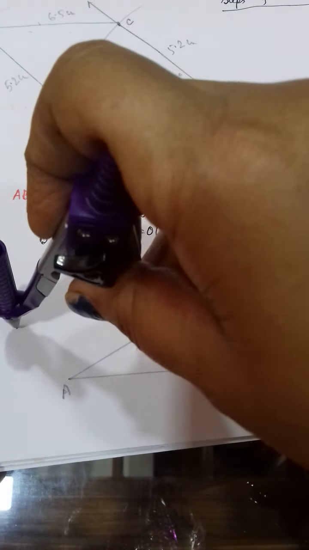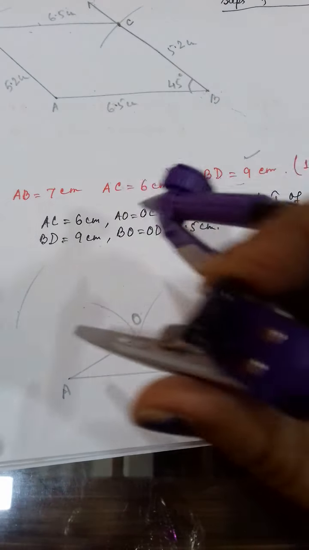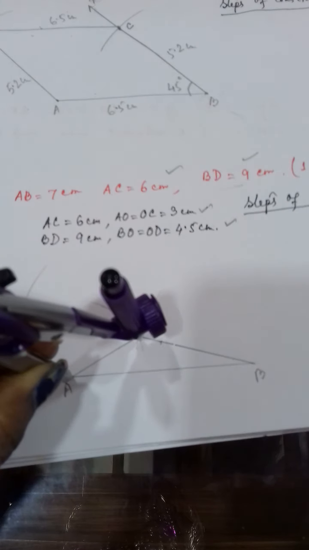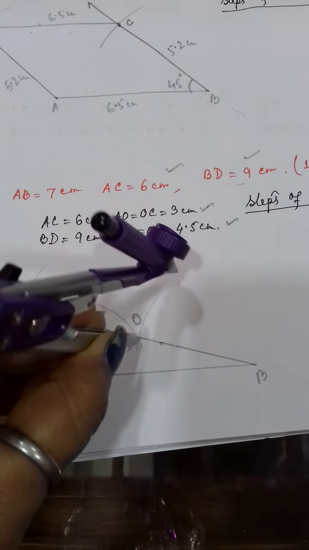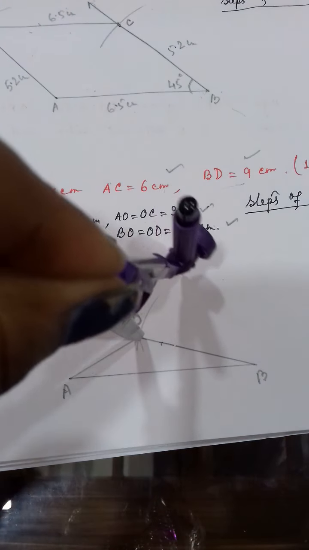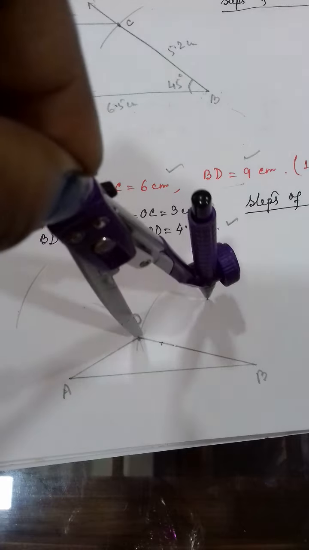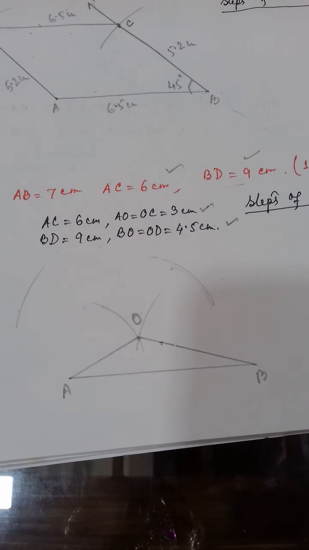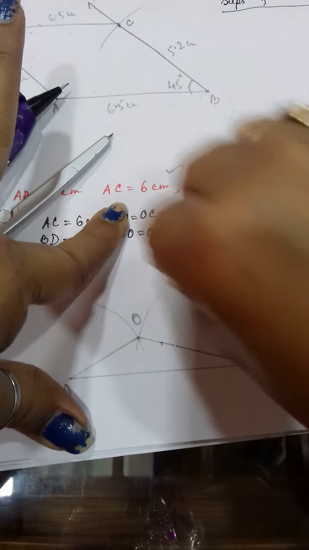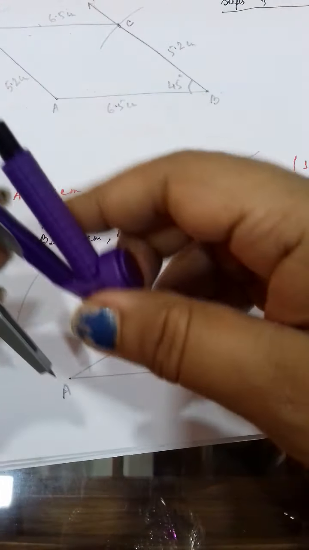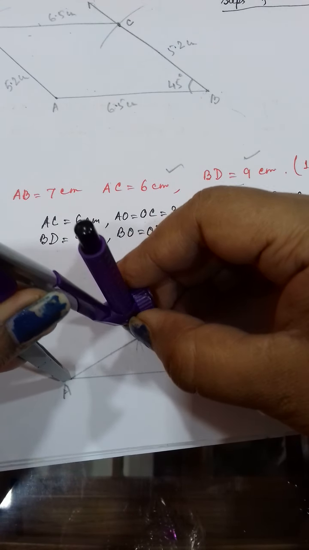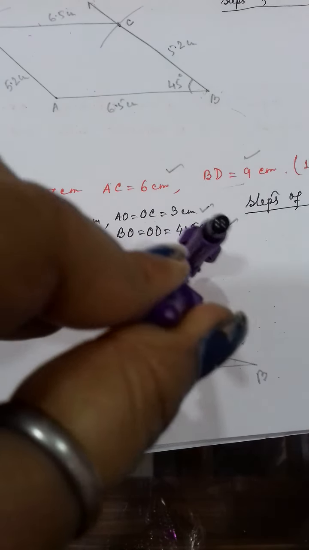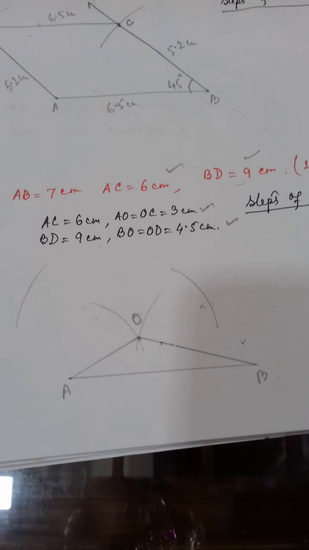You draw one arc. Got it? Same way, take the measurement of OA. Clear? And with the same measurement, with O as the center, you draw one arc. Clear? Take the measurement perfectly. Got it?